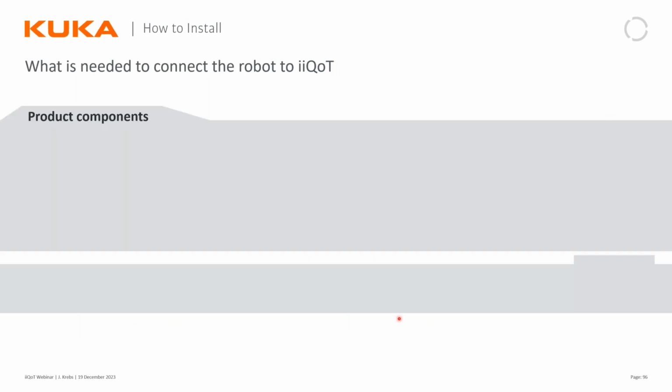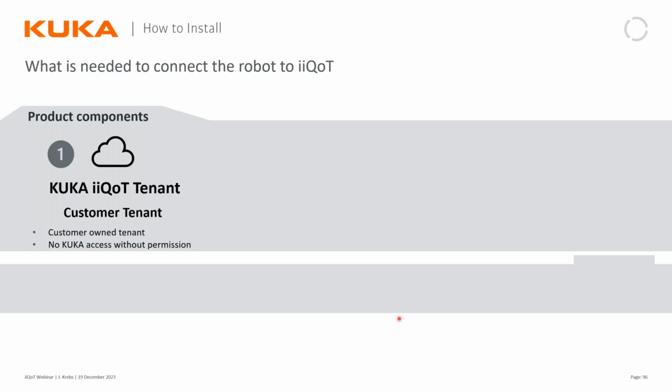What is needed to connect your robots to iQoT? You require the KUKA iQoT tenant. That's a customer-owned tenant. You will request that. That is being done by you. You go on my.kuka, and the installation page and the product page will tell you, but you go on my.kuka and you request your tenant. You give the tenant a name, you say who should receive it, and then you will receive your tenant.